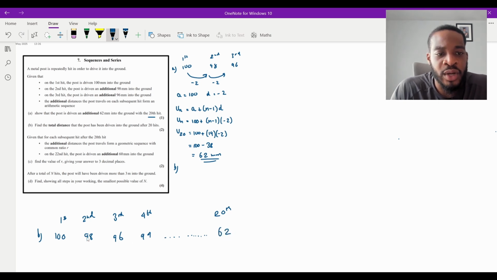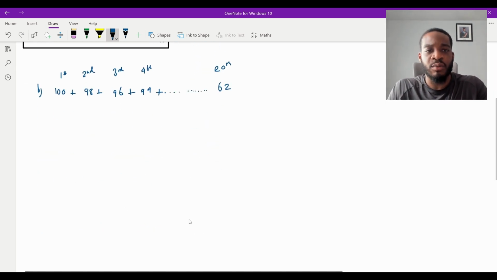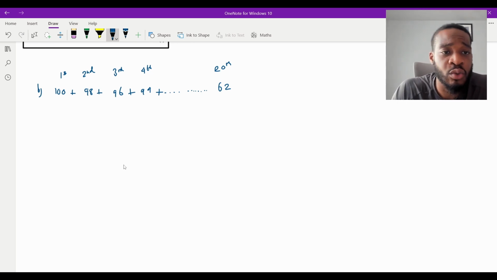So we need to add all of these together, isn't it? Because it asks us for the total distance. It's going to be the distance of the first hit, the second, third, fourth, all the way up to the 20th. So we need to just sum to n terms. And now this is quite easy. We're dealing with an arithmetic series. So what do we know? We're summing to 20 terms, so n is 20 because we're summing to the 20th hit. We know that the first term is equal to 100, and the common difference is -2.